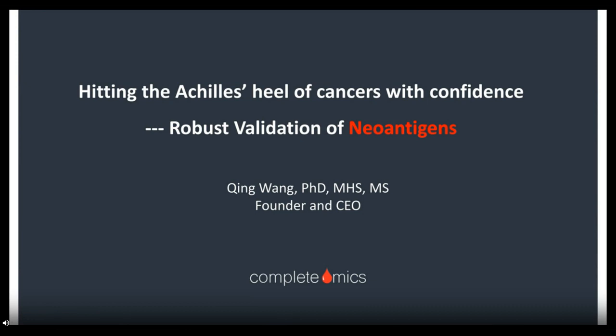And, you know, a lot of us have been doing or talking about protein quant, peptide quant by LC-MS for a long time. But I think what's been missing, we've done a lot of good technical work, but what's been missing is that killer app, that really clinically relevant application that drives the field forward. And I think you'll agree that Dr. Wang is going to talk to us about exactly that really clinically relevant killer app. The title of his talk is Hitting the Achilles Heel of Cancers with Confidence, Robust Validation of Neoantigens.